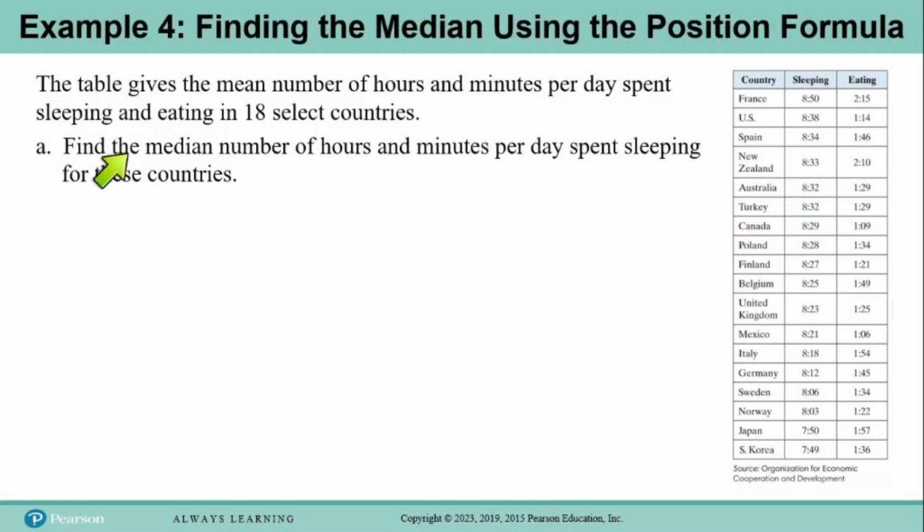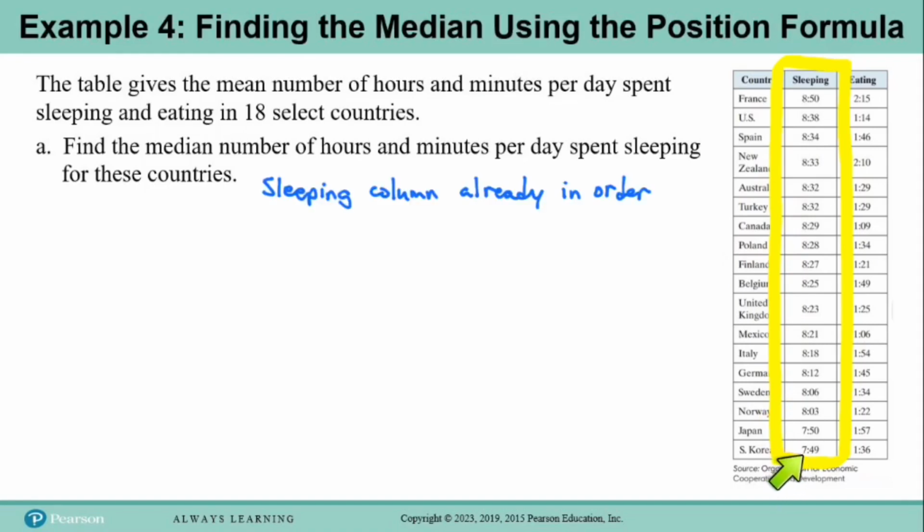So in part A, they asked us to find the median number of hours and minutes per day spent sleeping for these countries. Okay, so here is the data set for the time spent sleeping in each country. And if you'll look closely at the data, you can see that they are already in order from smallest to largest if we start at the bottom of the list. So this data value is 7 hours and 49 minutes, this one is 7 hours and 50 minutes, and so on. And you can see that they're all in order.